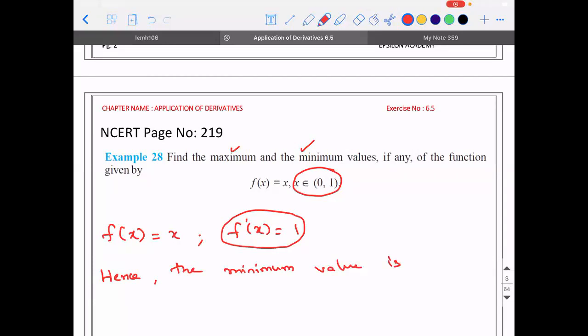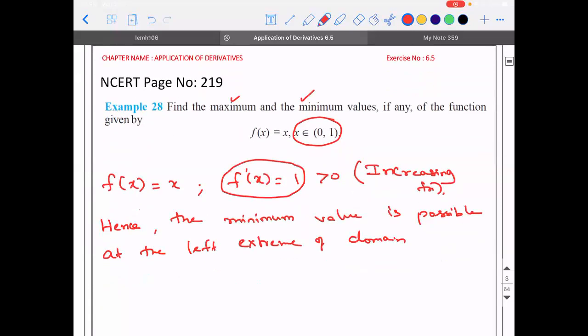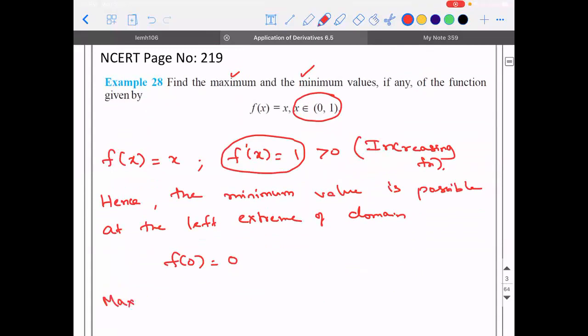Okay. One more important point. F dash of x is equal to 1. It is greater than 0. So what can I say about this function? It is an increasing function. So the minimum value is possible at the left extreme of domain. That is how much? 0. And maximum value is possible at x equal to 1. So what is going to be the value? F of 1 will be 1.